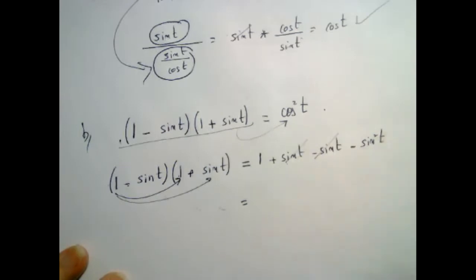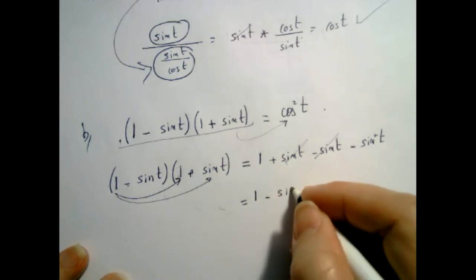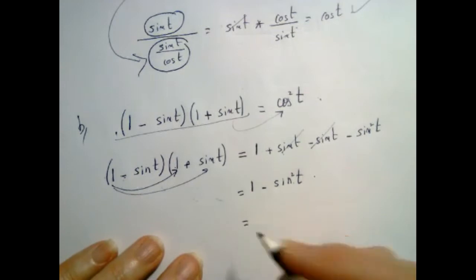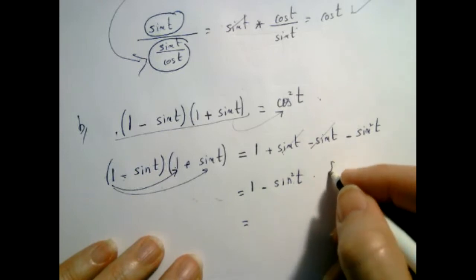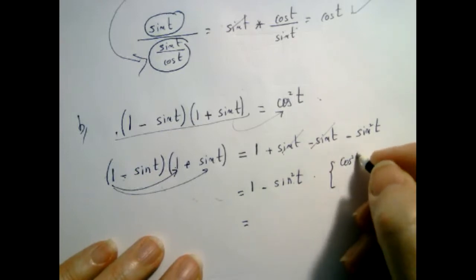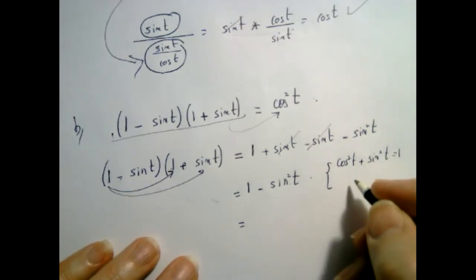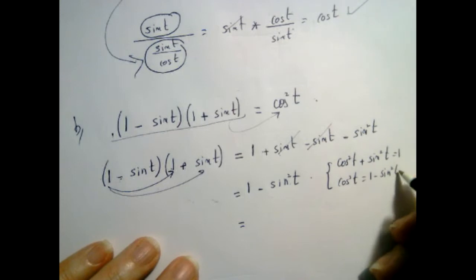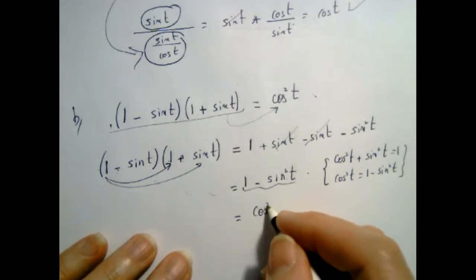Plus sine minus sine, of course they disappear. I will have 1 minus the sine square of t. But I want to get to cosine square. So what shall I get? Now, either you remember that the cosine square is exactly 1 minus sine square, or you remember that the Pythagorean identity tells me that cosine square plus sine square equals 1, but you have to remember it correctly. It means that the cosine square is actually 1 minus the sine square. So it's going to give me 1 minus sine square, which is the cosine square.